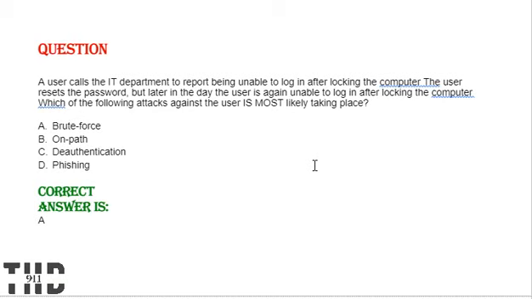A user calls the IT department to report being unable to log in after locking the computer. The user resets the password, but later in the day, the user is again unable to log in after locking the computer. Which of the following attacks against the user is most likely taking place? Option A, brute force. Option B, on path. Option C, deauthentication. Option D, phishing. The correct answer is option A.